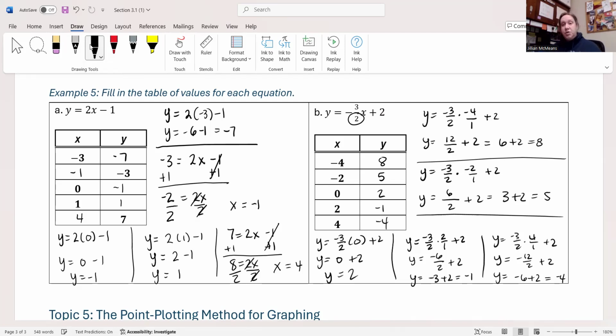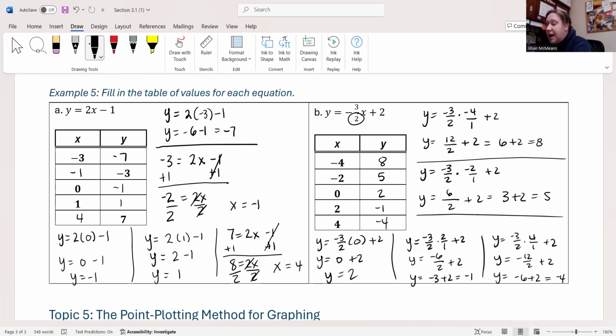So by choosing very specific x values, I could choose any value for x I wanted, but I specifically chose values for x that were divisible by 2 so that I would get these nice, pretty y values out. Now also notice my x's are increasing by 2. So I go from negative 4 to negative 2, that's adding 2. Negative 2 to 0 is adding 2. 0 to 2 is adding 2. 2 to 4 is adding 2.